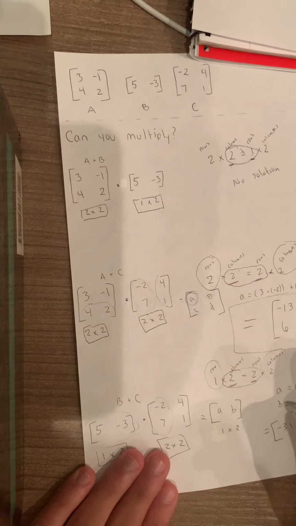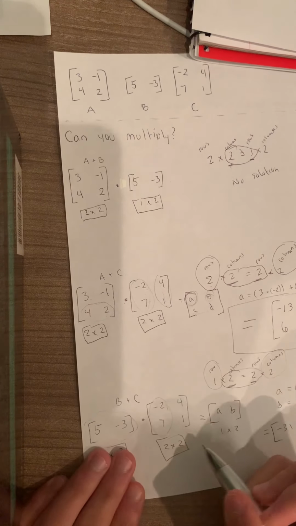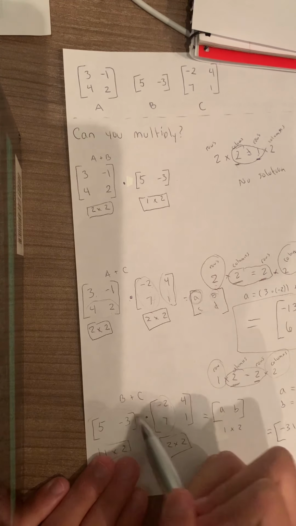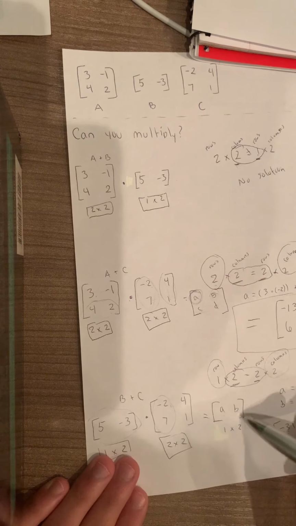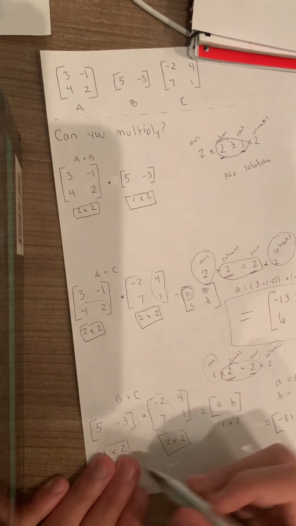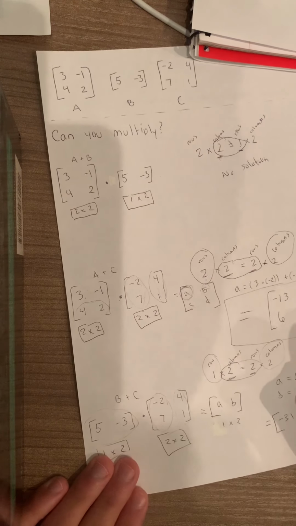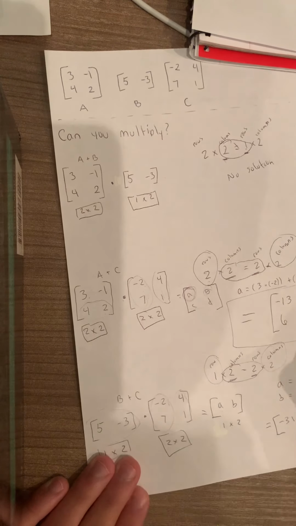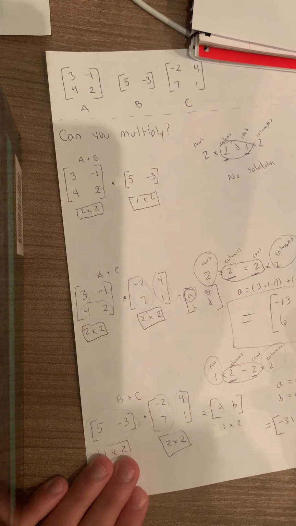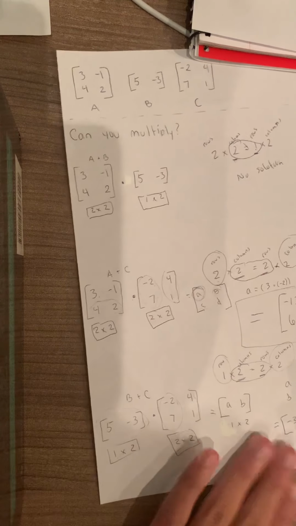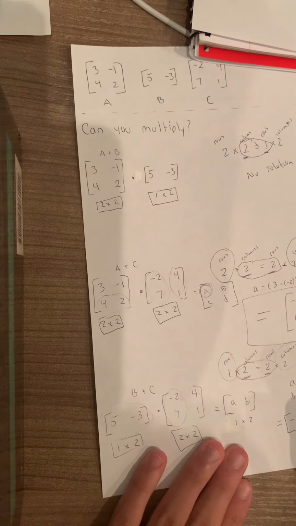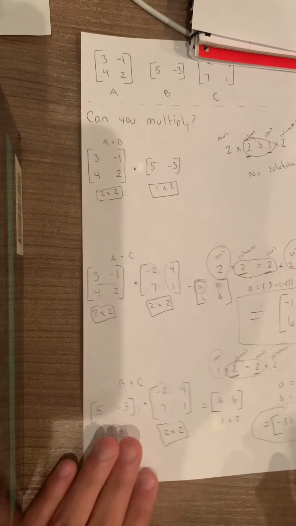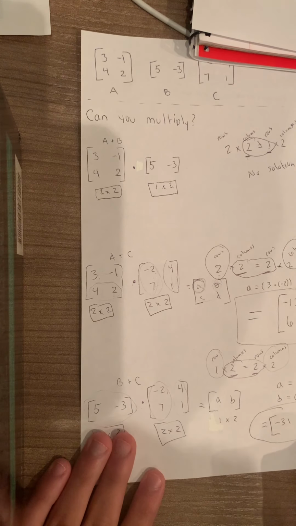Now that we're looking at B, it's in the first row, so you're using the first row of the first matrix and the second column of the second matrix. So 5 times 4 plus negative 3 times 1, which equals 17. So the solution to this final matrix is negative 31, 17.